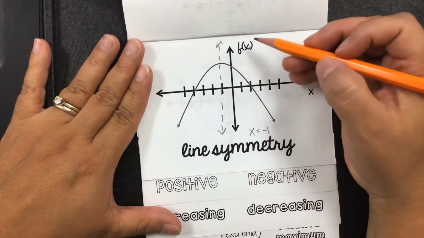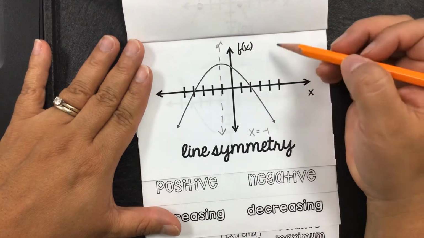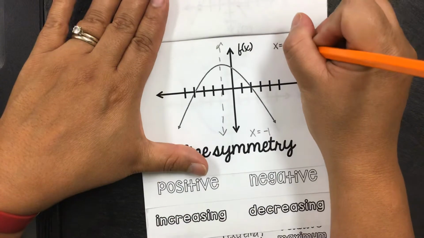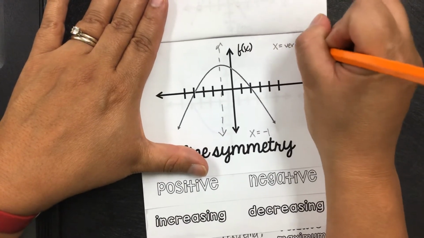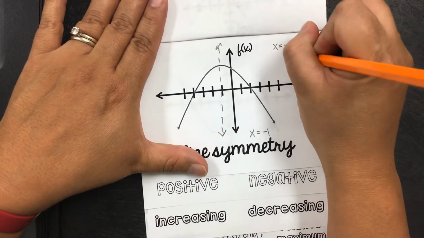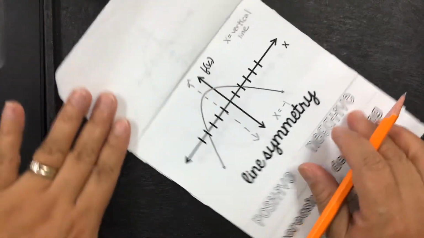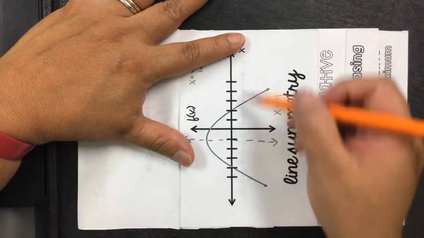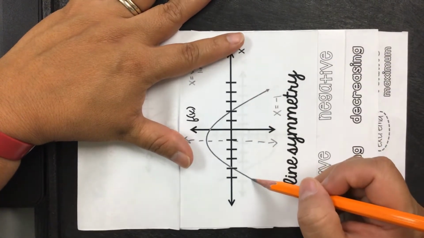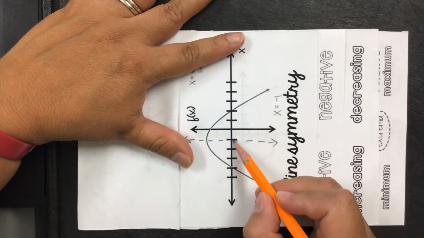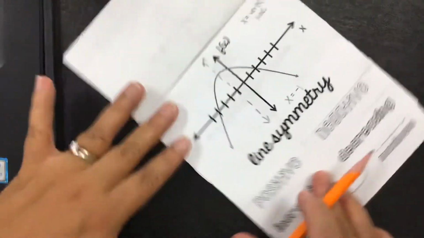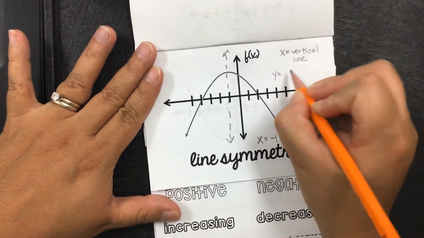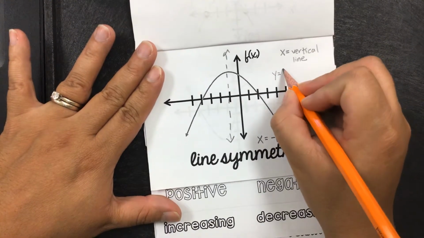Anytime you have a vertical line, it's going to be x equals. And I'm going to write vertical line. If I were to flip this around and it looks like it's on the y-axis, then it's going to be y equals. And this one would be y is equal to negative 1. So I'm going to put y equals horizontal lines.